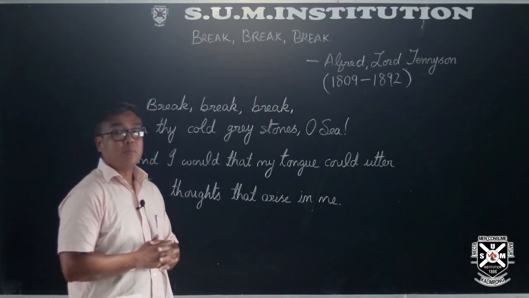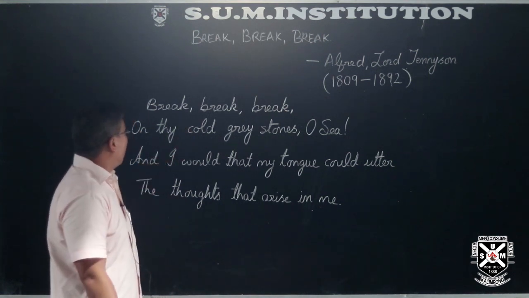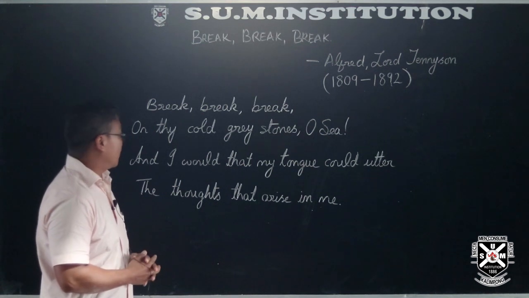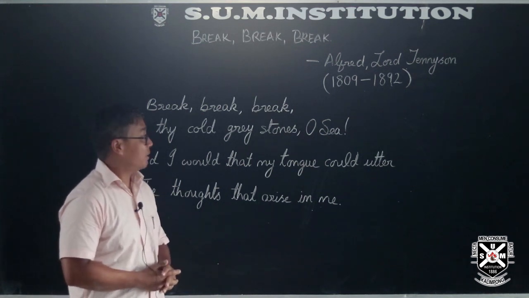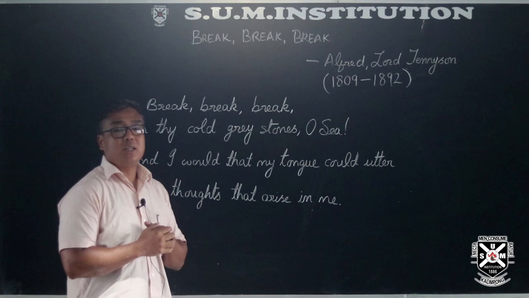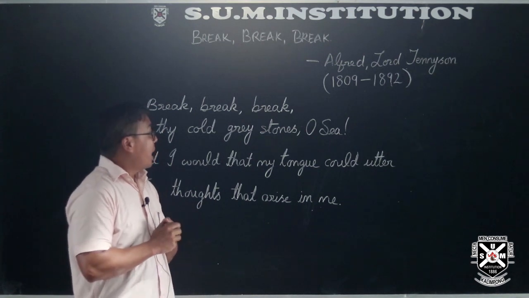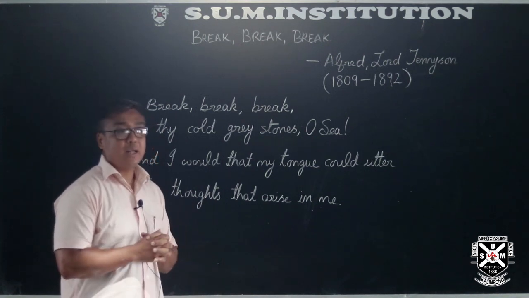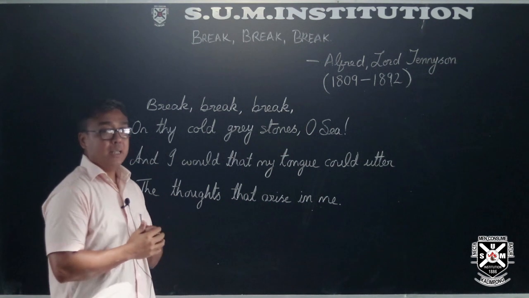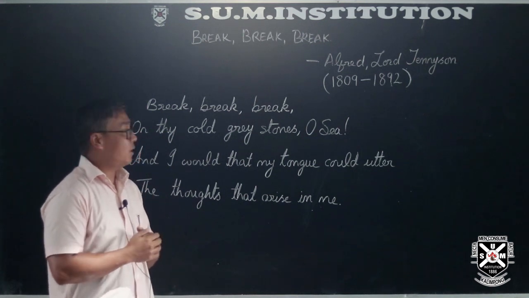I am going to read the poem and then explain it to you. Break, break, break on thy cold grey stones, O sea, and I would that my tongue could utter the thoughts that arise in me. When the poem begins, the poet is at the seashore and he is looking at the sea. And when he looks at the sea, a comparison is being made between the situation of the poet and the sea. The poet compares his situation with the sea over here.